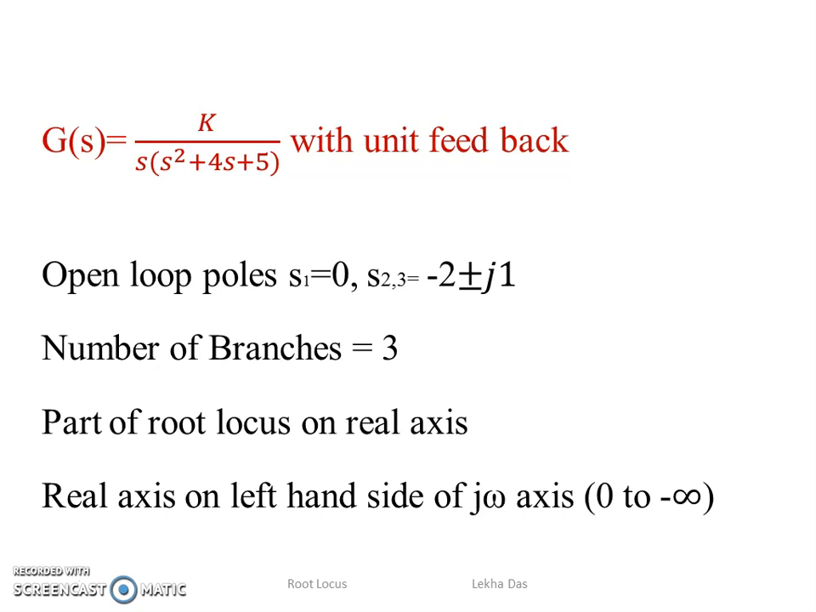As it has three open loop poles, the number of branches equals 3. To see the part of Rootlocus on the real axis, take any point on the real axis and look to the right side. We can see that for any point on the negative real axis, we have only 1 pole, at origin. So the complete real axis on the left hand side of the j omega axis is part of Rootlocus, that is negative real axis 0 to minus infinity.